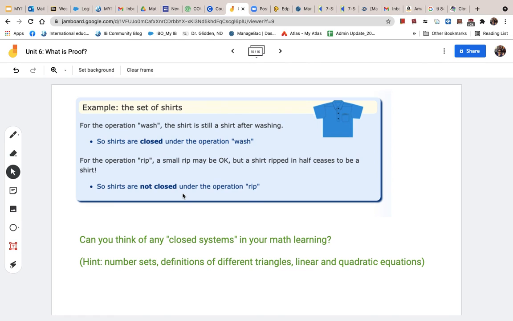Okay, right now let's stop the video and try to think about whether there are any closed systems in your math learning. There are some hints for you. Try to think about number sets, definitions of different triangles, linear and quadratic equations. And also, can you find some systems that are not closed systems or closed sets? All right, we'll come back to this idea of closed systems later because it's really helpful when we continue our learning for mathematical proving and also logical thinking.